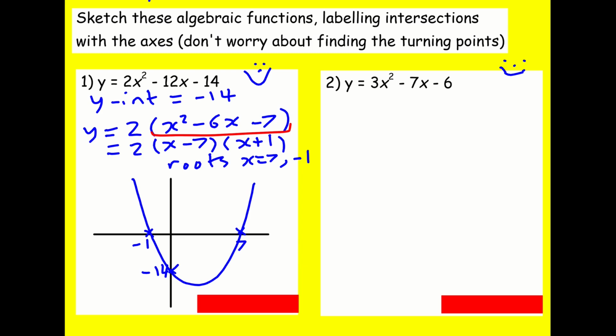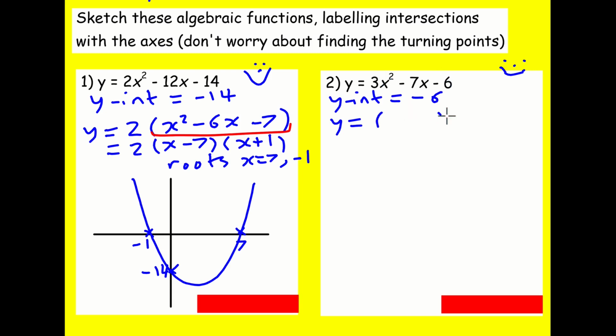Right, so that is an example of having 2 in front of the x squared, but you can deal with it by just factorizing out the common factor. Second one then, we get the y-intercept straight away. It's -6. This time, there's no common factor going into all of them.